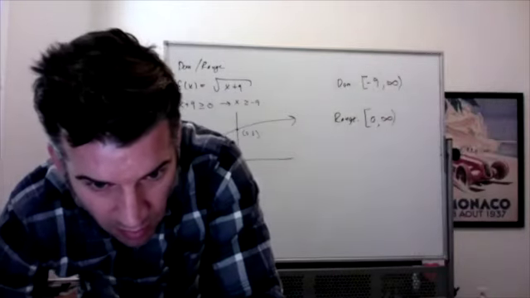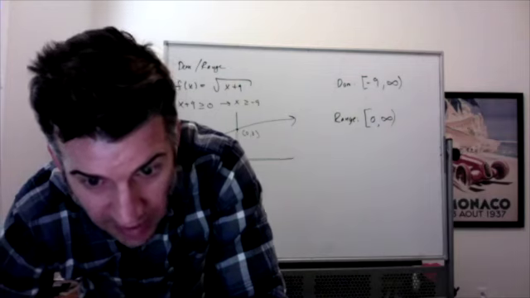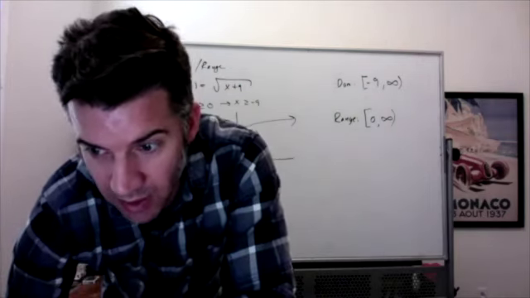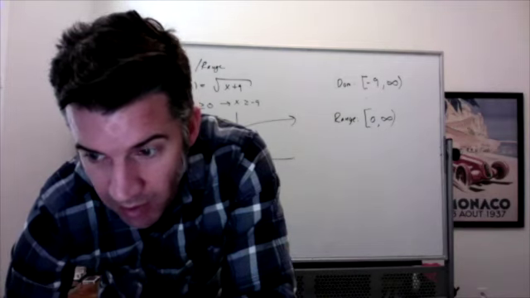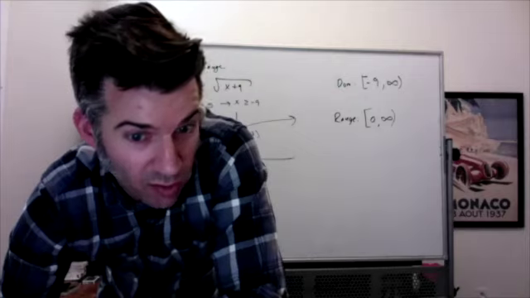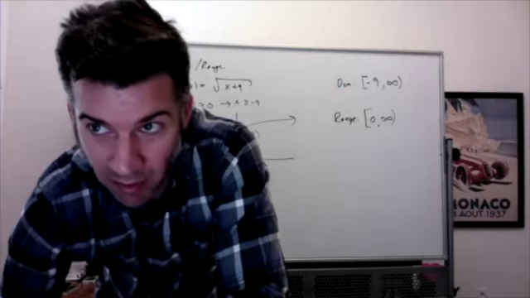Infinity isn't surrounded by a square bracket, correct. Infinity never, ever gets a square bracket. Infinity is always a parenthesis, because a bracket means we include that number. But infinity isn't a number to include. It's just saying things get bigger and bigger and bigger.